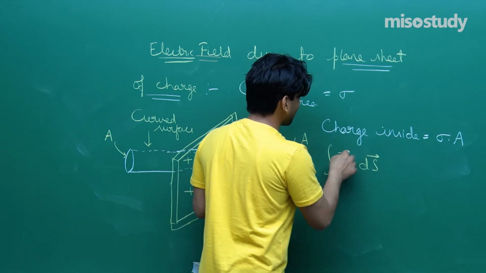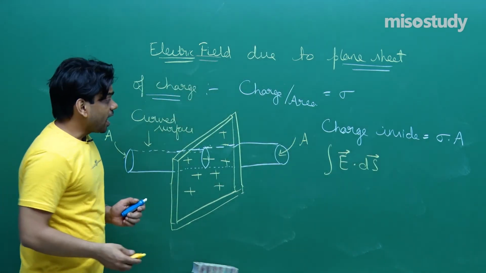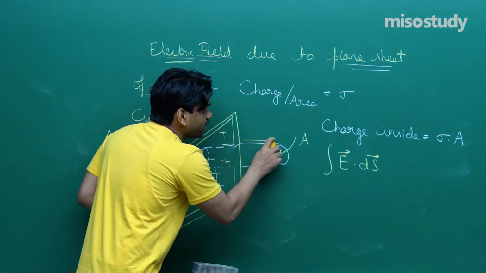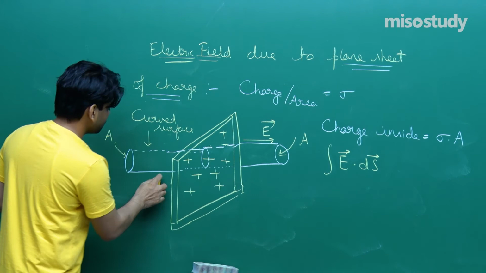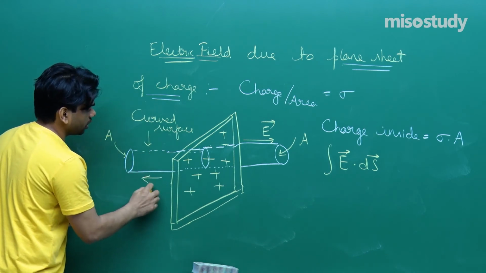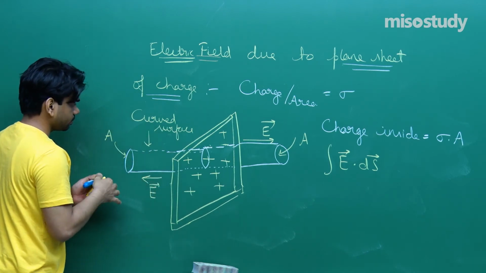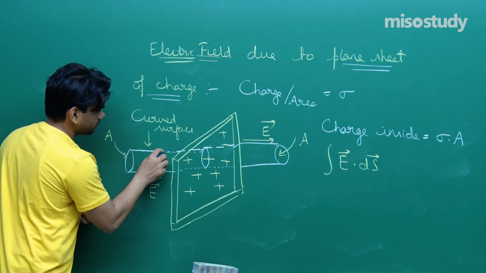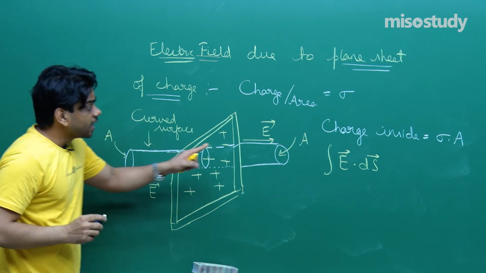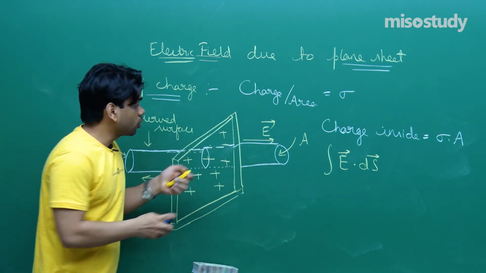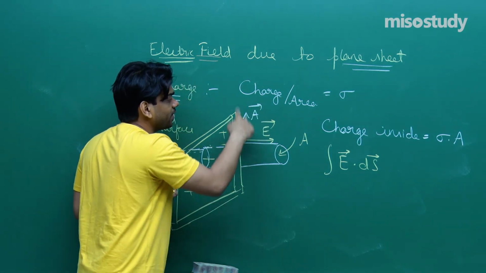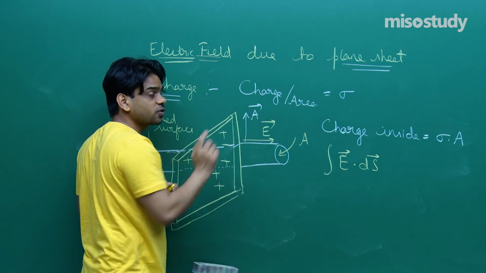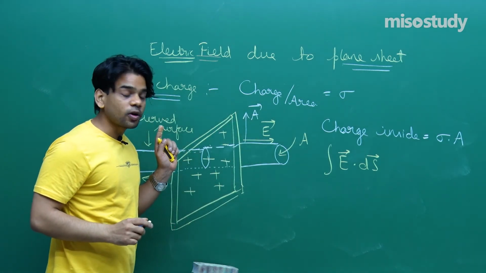Now again think that electric field vector will be along this direction, away from the charges. Electric field vector, if I show you here, it will be along this direction. Now see here, electric field and area vector for this curved surface will be perpendicular. Area vector will be perpendicular for this curved surface, so E dot A will be 0 for the curved surface.